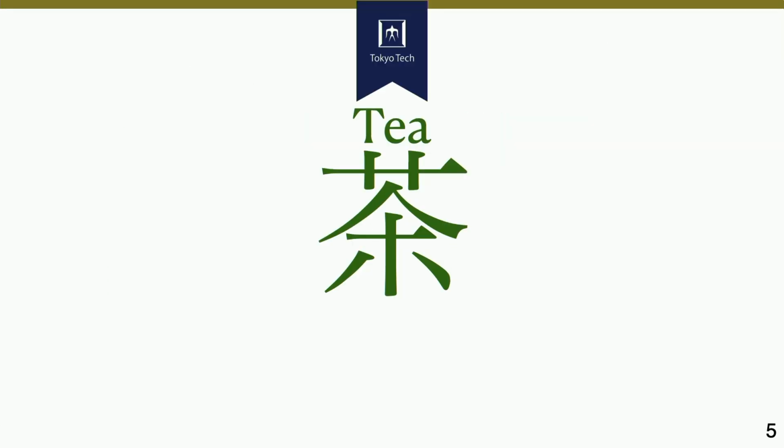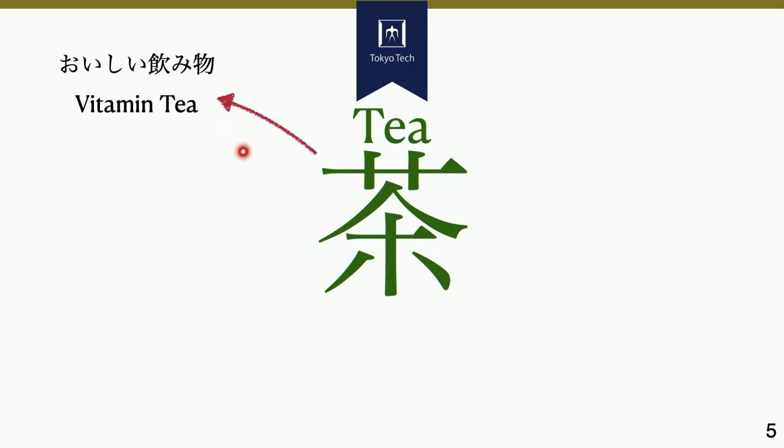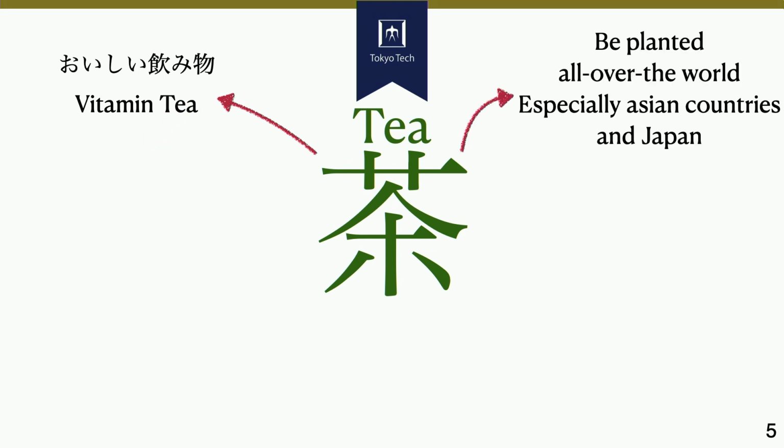So let's talk about different things. I would like to talk about tea. In some countries, we call it CHA. Most countries in the world really enjoy tea, which I usually call the vitamin T. We plant it all over the world, and especially Japan is really famous for matcha.